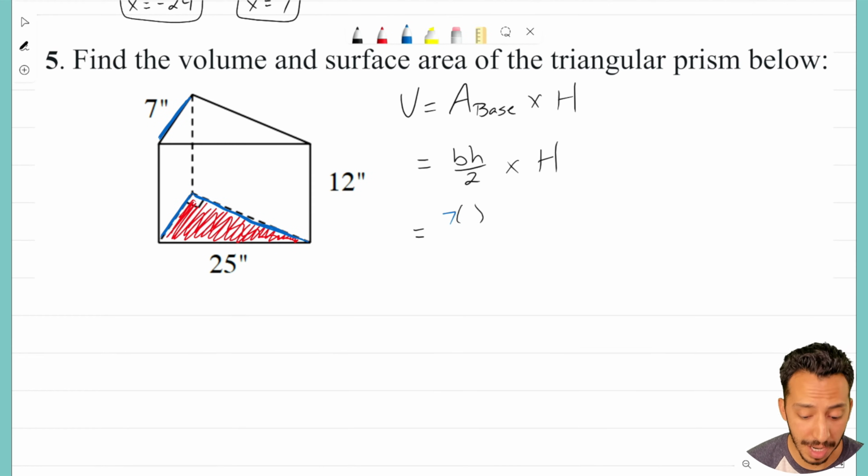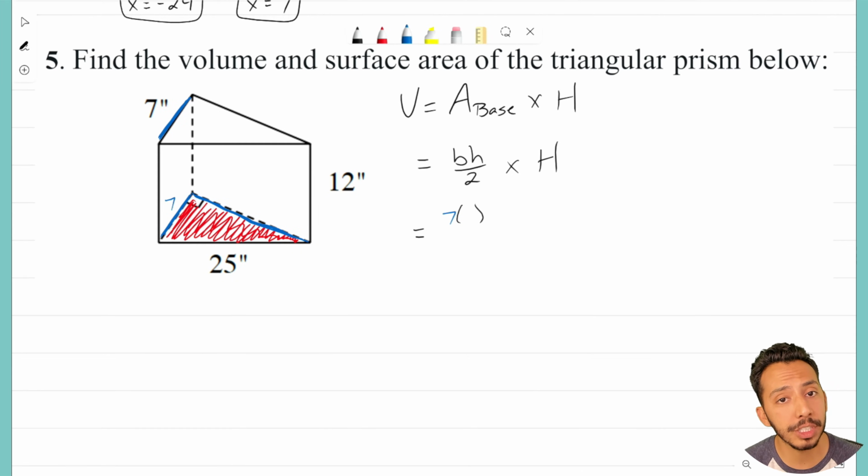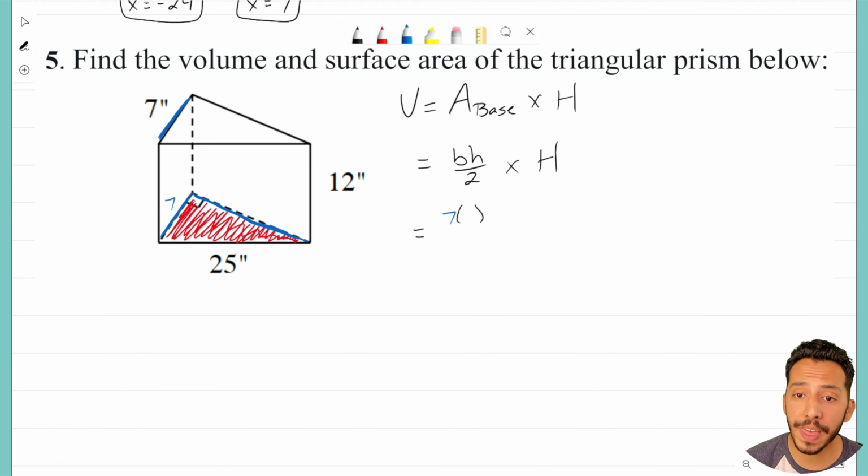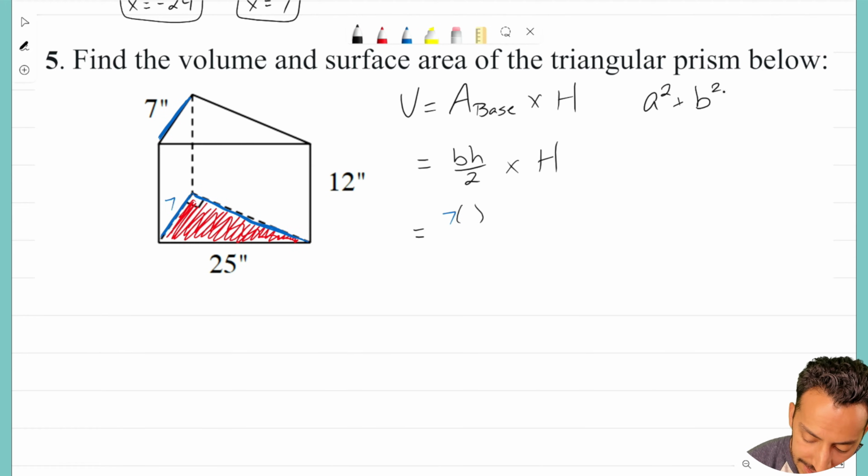And if you notice, I do not know what that side is. There's no number there. I do know that the hypotenuse is 25. I know that that leg down there is 7. I think what we need to do real quick is the Pythagorean Theorem to help us find that height, right? I know two sides of that right triangle on the bottom. I could do the Pythagorean Theorem very quickly to figure out what our missing height is.